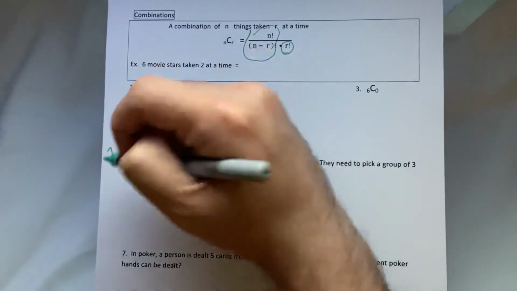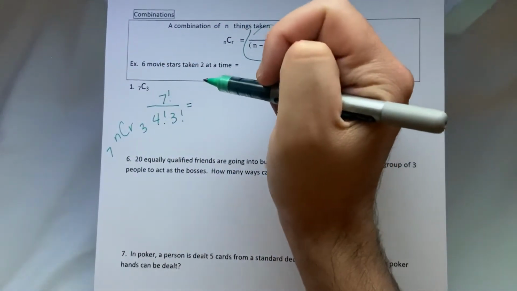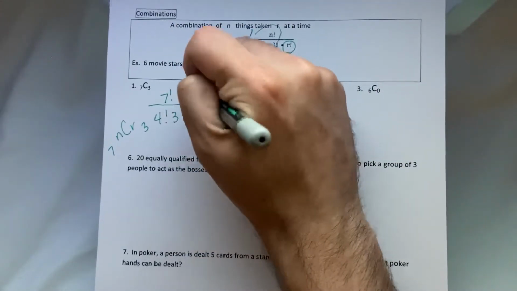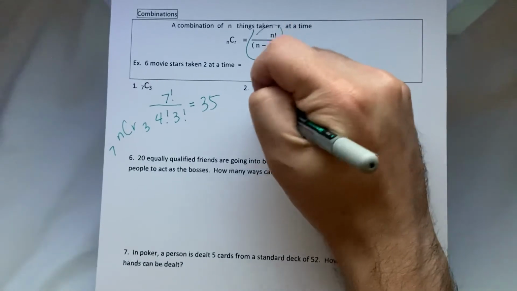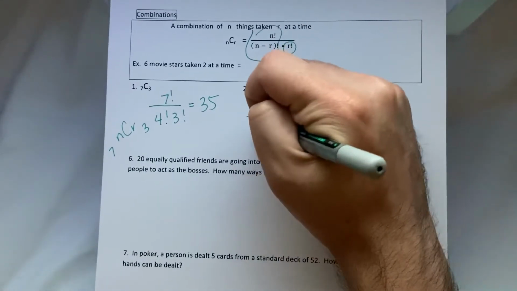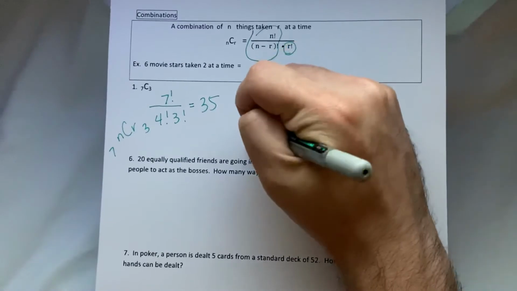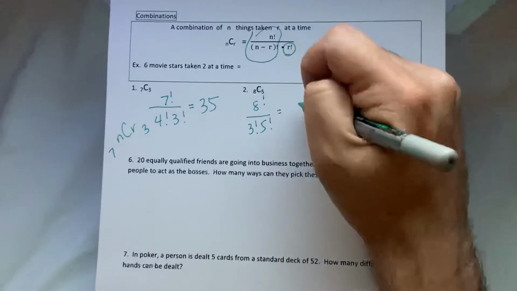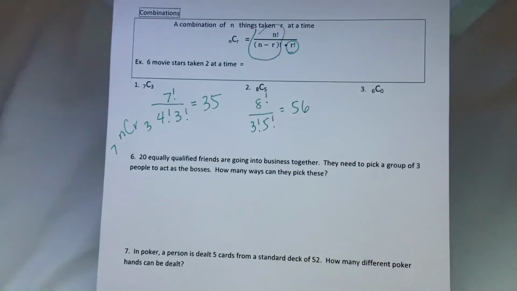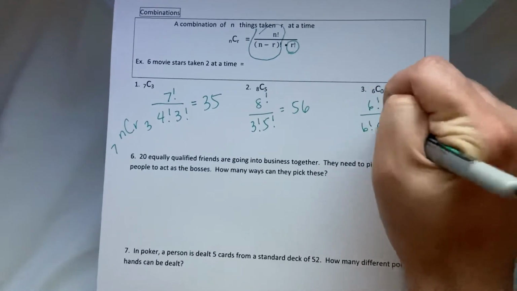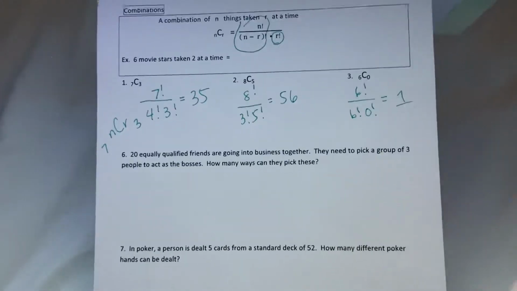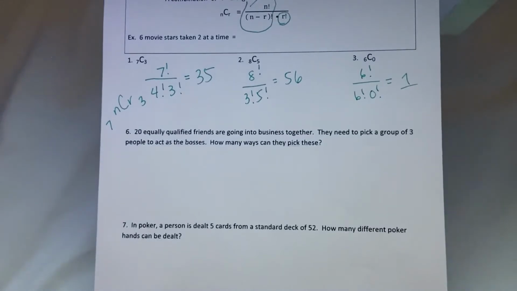You can either put this in the calculator or put 7 NCR 4 into the calculator. This should be 35. 8 choose 5. It's 8 factorial over 5 factorial and 3 factorial. Should be 56. 6 choose 0. It's 6 factorial over 6 factorial and 0 factorial. This is 1. How many ways can you choose a group of 0? Well, just one way. You don't pick anything at all.